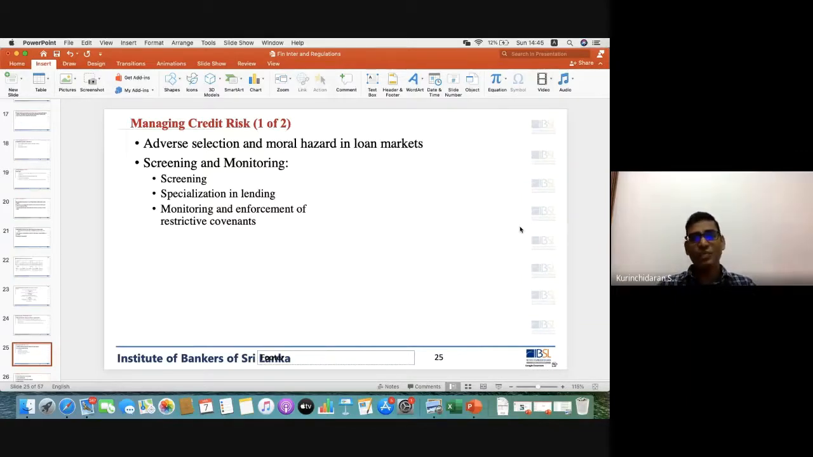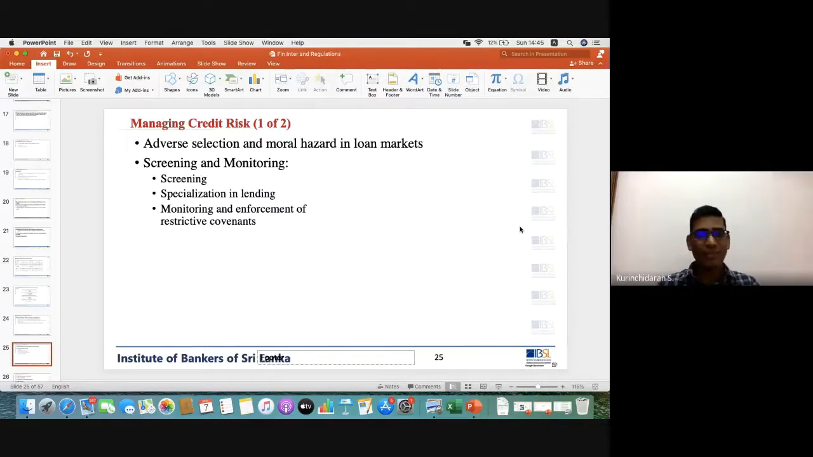As more than 60% of the assets are in loans and advances, the bank is going to have huge risk, especially on credit, right? As we discussed earlier, the major risk comes from two fronts, that is adverse selection and moral hazard in the loan market. We discussed that in our very first or second discussion, right?